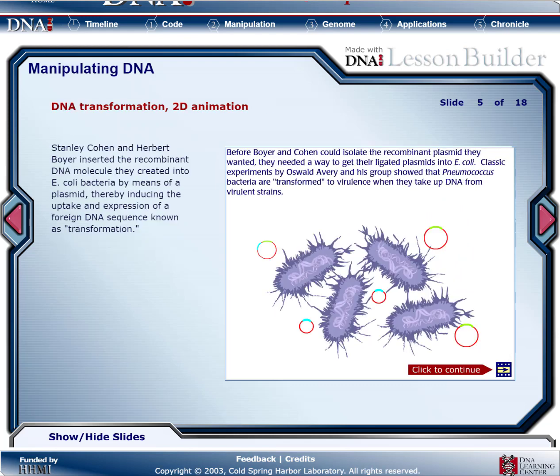Okay. Now we have DNA transformation, 2D animation. Stanley Cohen and Herbert Boyer inserted the recombinant DNA molecule they created into E. coli bacteria by means of a plasmid, thereby inducing the uptake and expression of a foreign DNA sequence known as transformation.